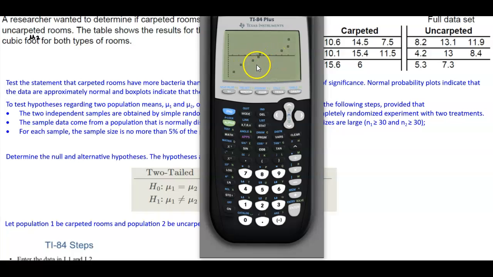Okay, so that's our normal distribution for uncarpeted, so that checks. Now we're going to go back to stat plot again, and then go to number 1, plots on, and then we're going to do the box plot again. So we're going to go to type and go to this one here, select enter. We know that L2 is already answered, so let's select enter, and then select zoom, and go to zoom stat, and then we're going to see this box plot, which also tells us there aren't any outliers. And now we can proceed to the next step.